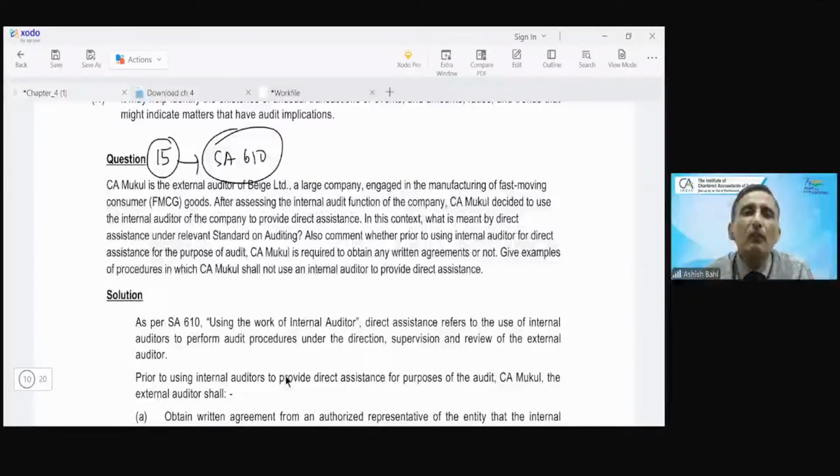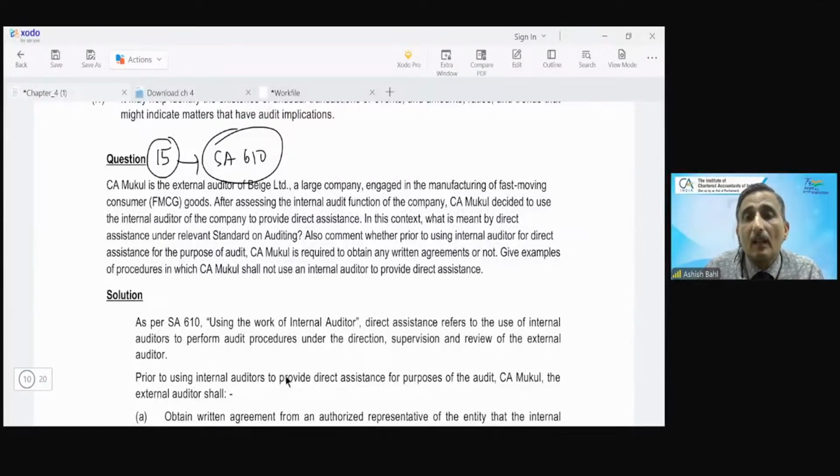So the first thing the external auditor would do is obtain a written agreement from the company: you give us in writing that you do not have any problem if we use your internal auditor to provide direct assistance to us. And second, he would obtain an agreement from the internal auditor himself that whatever comes to your knowledge, you would keep this matter confidential. Clear?